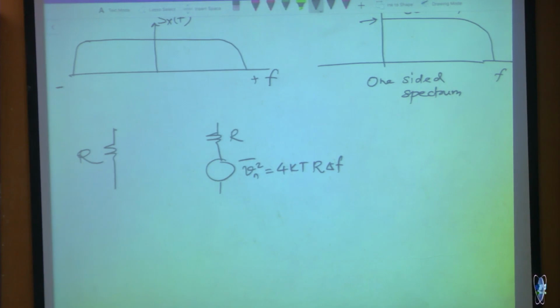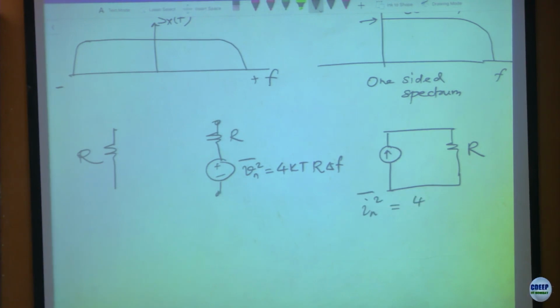And then this is the Thevenin equivalent. If you look at the Norton equivalent, then how do you show the noise current? This is R. The current In square is going to be given by 4 kT divided by R, okay, delta F.